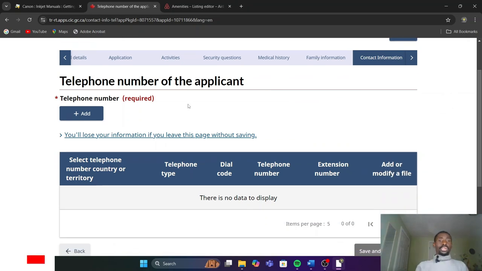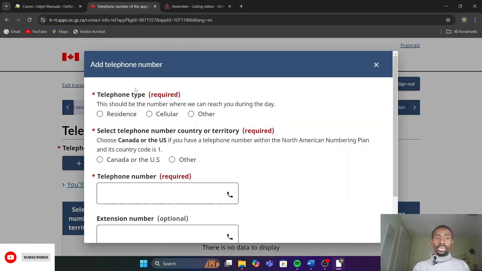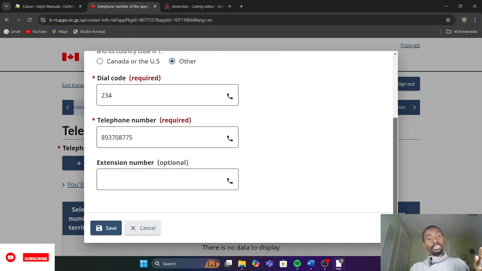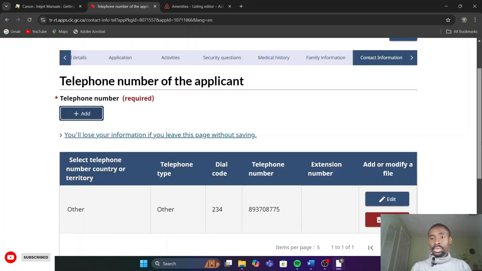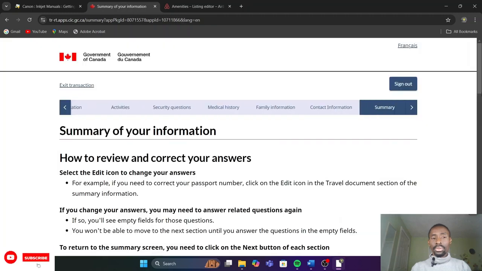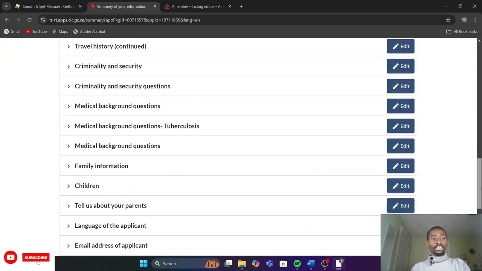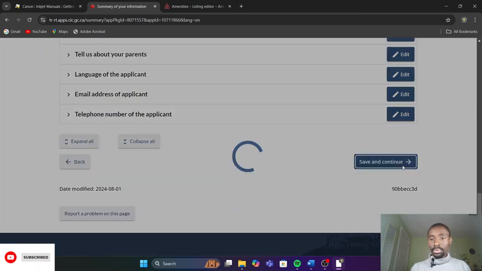Now, the telephone number of the applicant. So in this case, hold on. You put your mother's phone number. It's necessary because they might need it for biometrics. Save. Then continue. So in this, we show you a summary of all the information. You can go through it and edit it. To save time, let's move on.